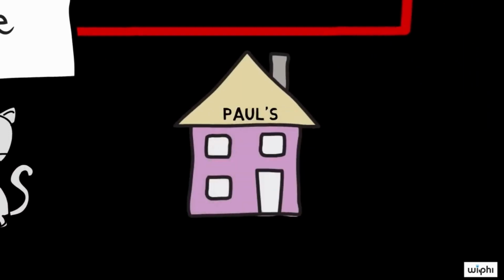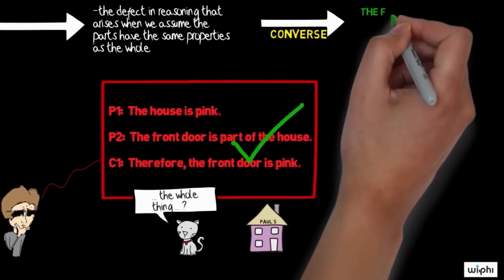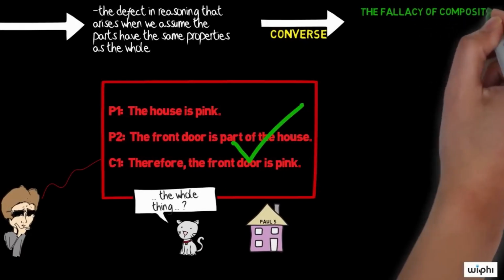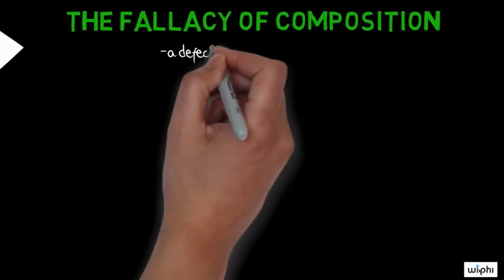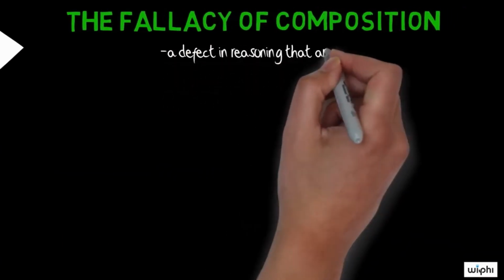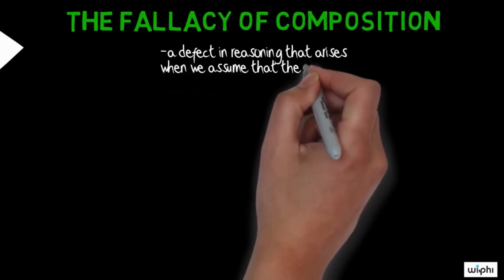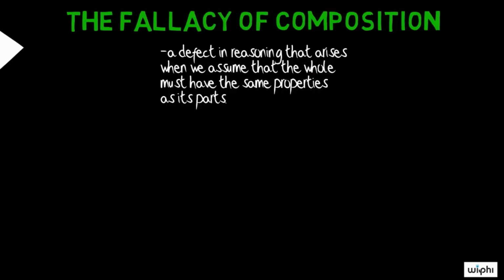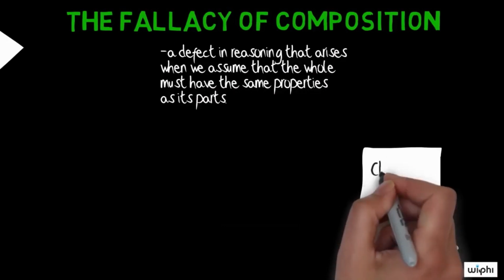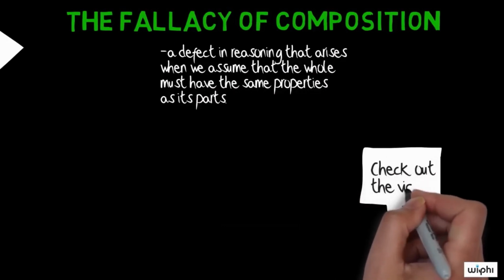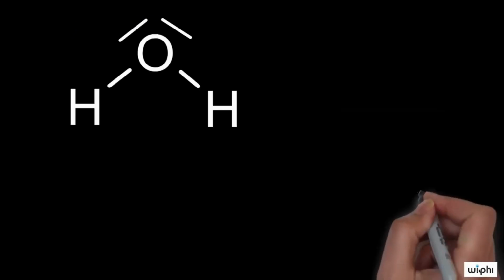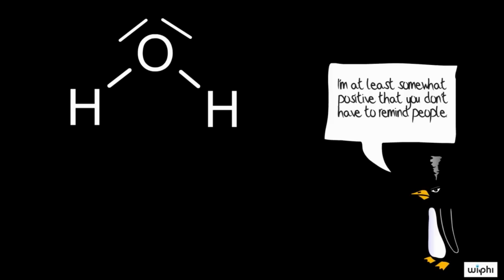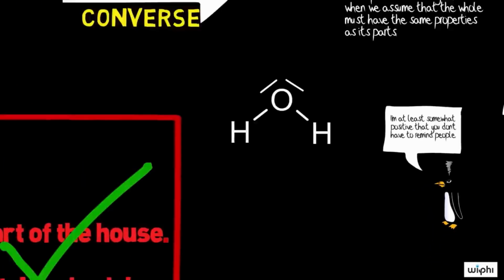It's interesting to note that this fallacy is also the converse of the fallacy of composition, which says that it's fallacious to infer that what is true of the parts of something is also true of the whole those parts compose. These fallacies are quite similar, so you might want to check out that video as well. Anyway, watch out for this fallacy, and remember that just because water is wet doesn't mean that you can conclude that water molecules are wet too.